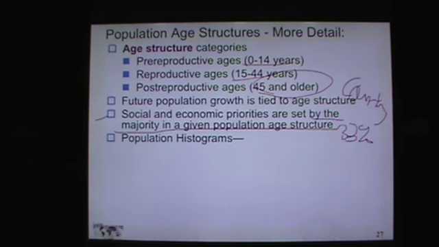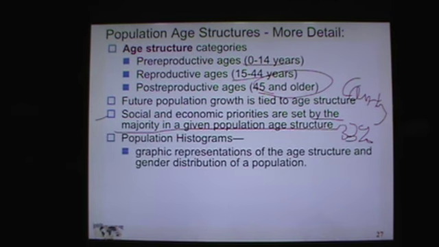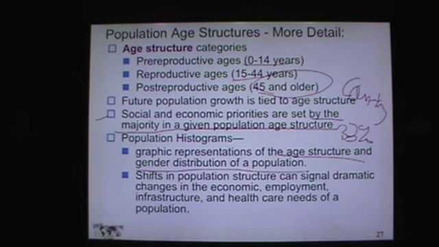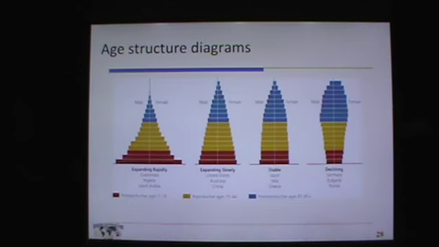Population histograms, let's look at those things. So, a graphic representation of the age structure and the gender distribution of a population. We don't really think about gender distribution, we think it's 1-to-1. It's not true. A lot of shifts in population structure can signal dramatic changes in the economic, employment infrastructure, and healthcare needs of a given population.